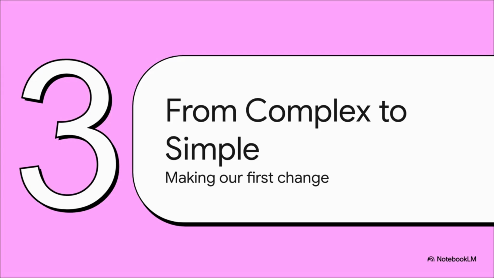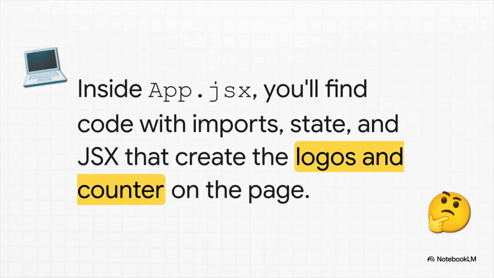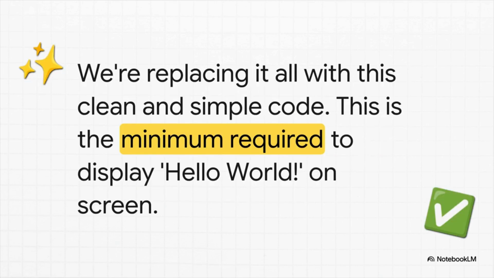Okay, we've found the file. Now it's time for the main event. We are about to transform this app from, well, kind of complex, to something beautifully simple. We're going to swap out all that starter code for something way, way cleaner. So when you open up that App.jsx file, you're going to see, well, this. You've got some imports at the top, something called useState, and a whole bunch of what looks like HTML, right? That's called JSX. But hey, don't worry about what any of this means right now. Seriously, all you need to know is that this blob of code is what's making that page with the logos and the counter appear. And we are going to replace all of that with just this.